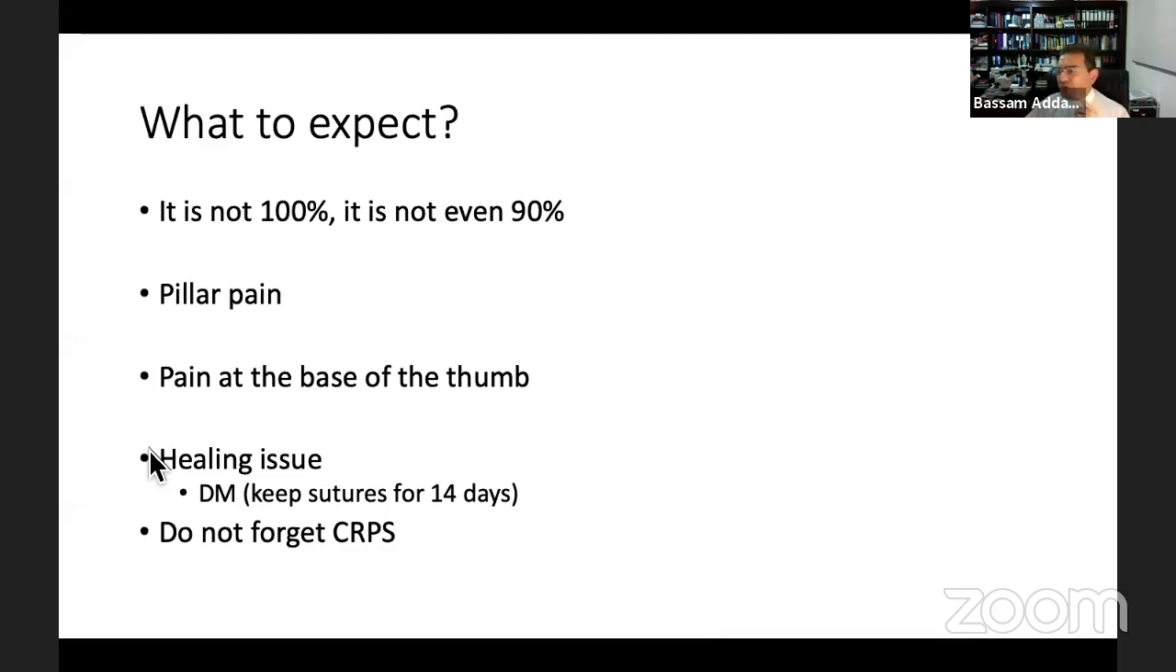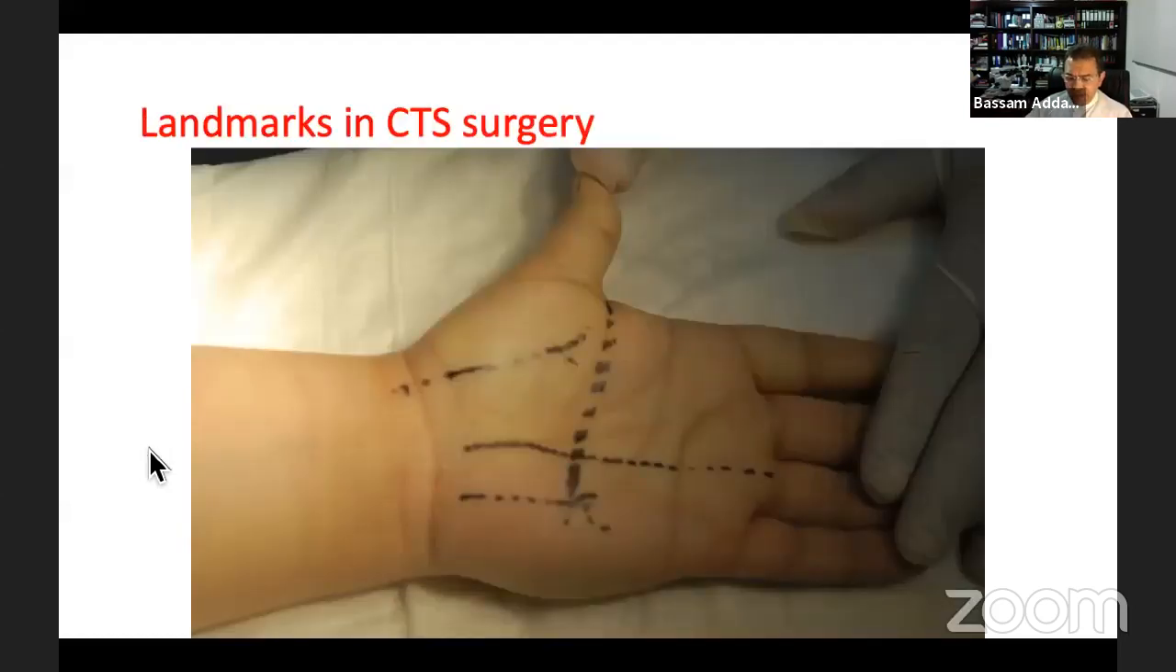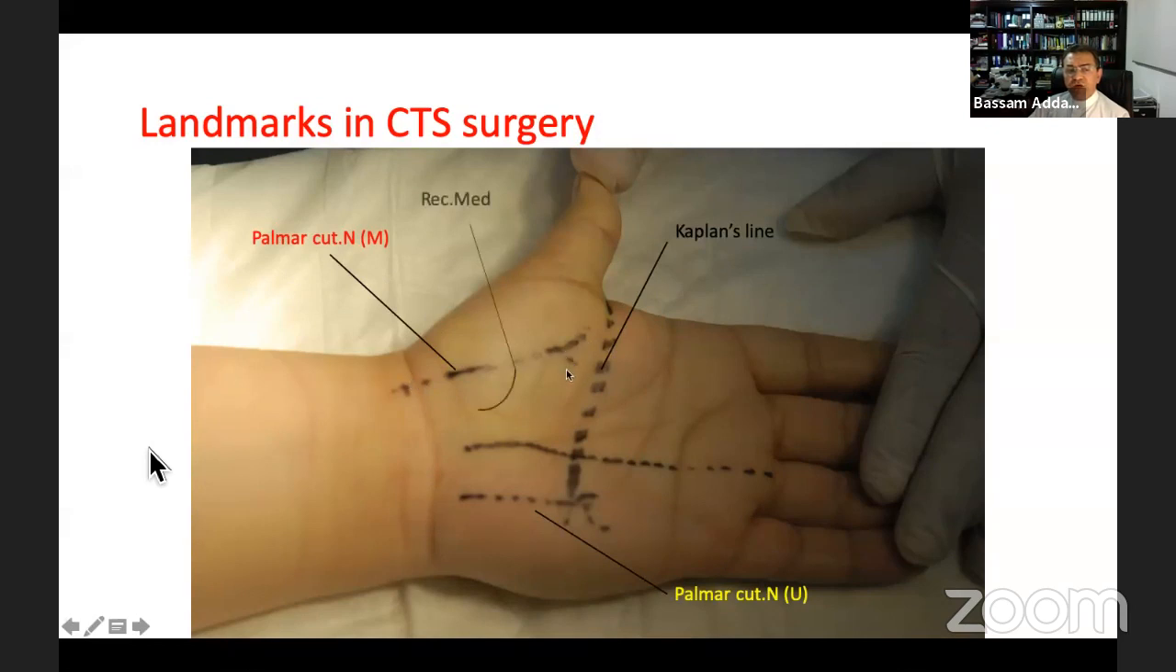So my advice to the junior colleagues is not to take this procedure lightly. The surgical procedure is straightforward if we know the anatomy. We know that the carpal tunnel is at the palm, does not extend below the Kaplan line, and does not extend proximal to the crease. This is the Kaplan line. We know that the palmar cutaneous branch runs here. The palmar cutaneous branch of the ulnar nerve comes here, runs here. This is the palmar cutaneous branch of the median nerve. This is the recurrent median branch that supplies the thenar muscles. This is the median nerve, and this is the palmaris longus tendon.